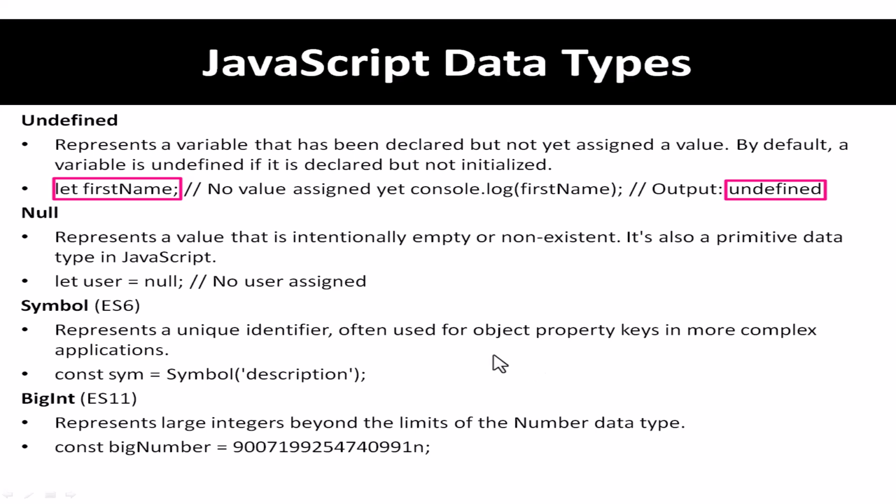Next, null. It represents a value that is empty or non-existent. It is also a primitive data type in JavaScript. For example, let user equal to null. It means no user is assigned.